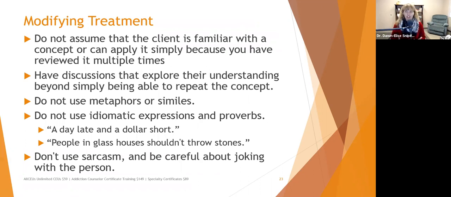They just don't understand. Don't use idiomatic expressions like a day late and a dollar short, or people in glass houses shouldn't throw stones. Think very literally about what this means to somebody. And the client will be like, well, I don't live in a glass house. I live in a wood house. Well, you got me there. And don't use sarcasm. Be careful about joking with the person because they don't understand sarcasm.